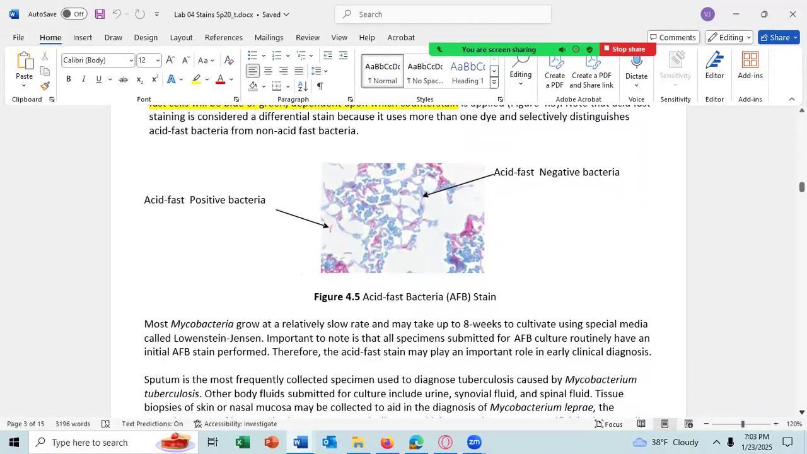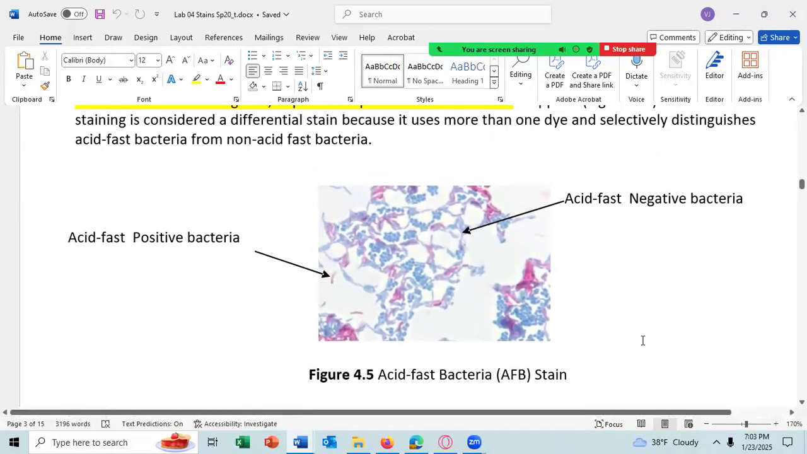So here we have the acid-fast stain applied to these cells. Let me blow this up. The greenish cells are acid-fast negative cells. They lack mycolic acid in the cell wall. The reddish or pinkish cells are acid-fast positive bacteria, and the carbol fuchsin was retained in these cells.